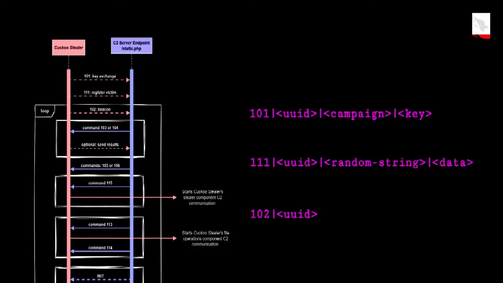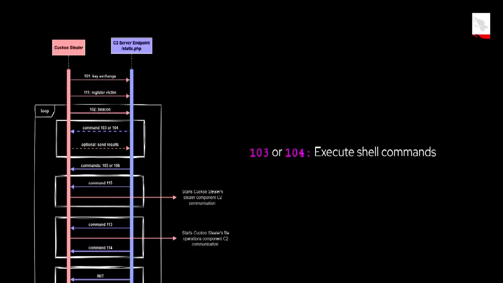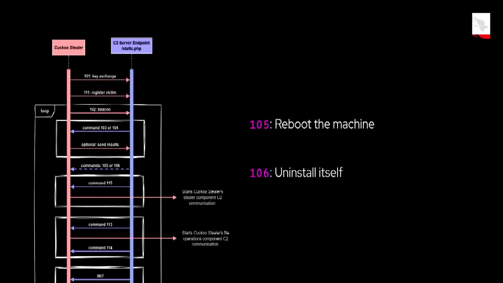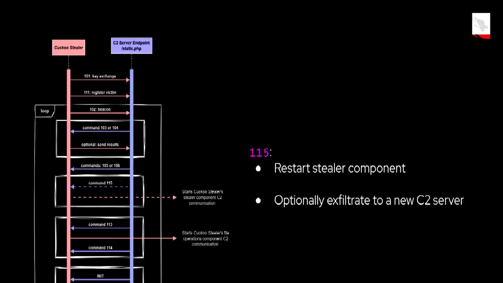So at the bottom, now when the server responds with the command init, so you don't see this, it will just redo a second key exchange and continue beaconing again, so it just creates a new secret from there. Now with this protocol, the operator can execute shell commands, they can reboot the machine, uninstall the stealer.